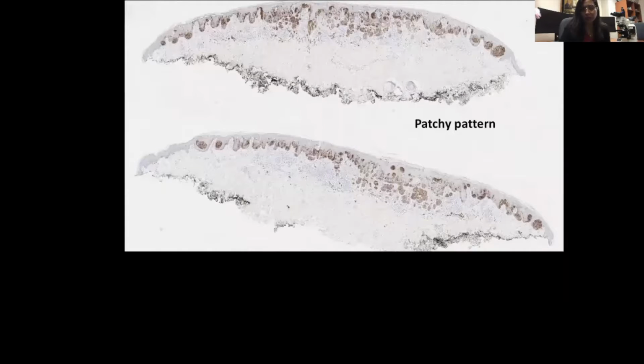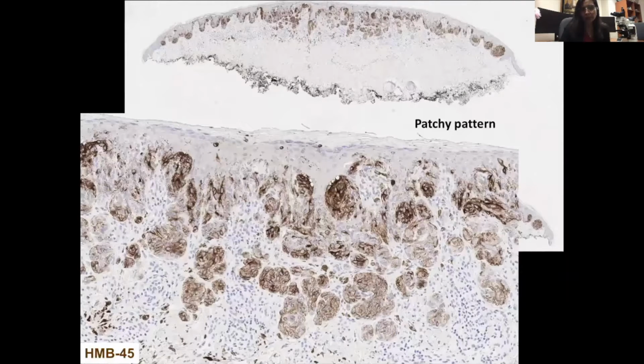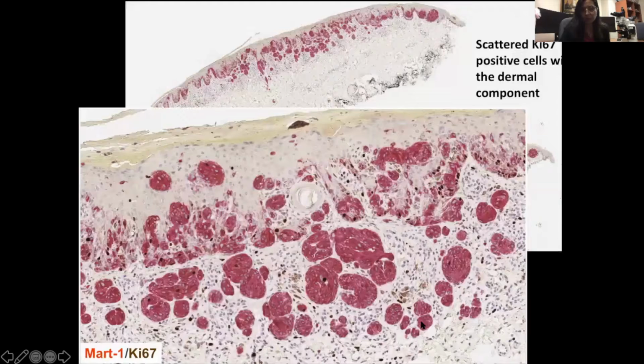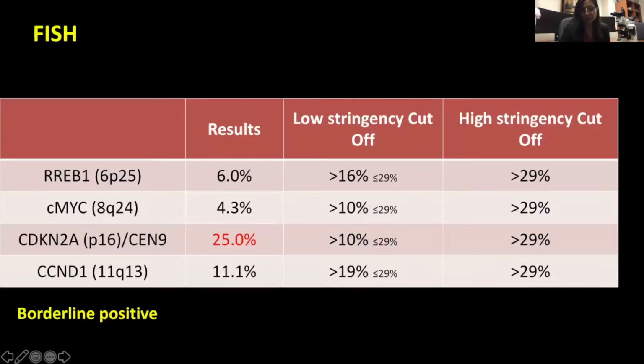And this is the HMB45 staining. You see the patchy staining pattern, right? The intensity is variable. So patchy HMB45, and the double immunostain showing MUM1 and Ki67 shows highly proliferating cells in the dermis, so not a good sign.